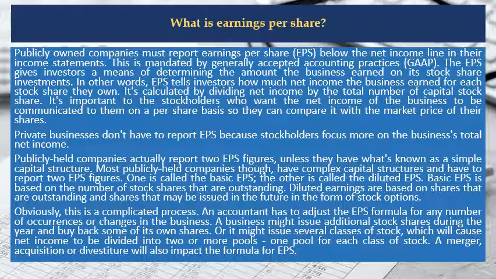An accountant has to adjust the EPS formula for any number of occurrences or changes in the business. A business might issue additional stock shares during the year and buy back some of its own shares. Or it might issue several classes of stock, which will cause net income to be divided into two or more pools, one pool for each class of stock. A merger, acquisition or divestiture will also impact the formula for EPS.